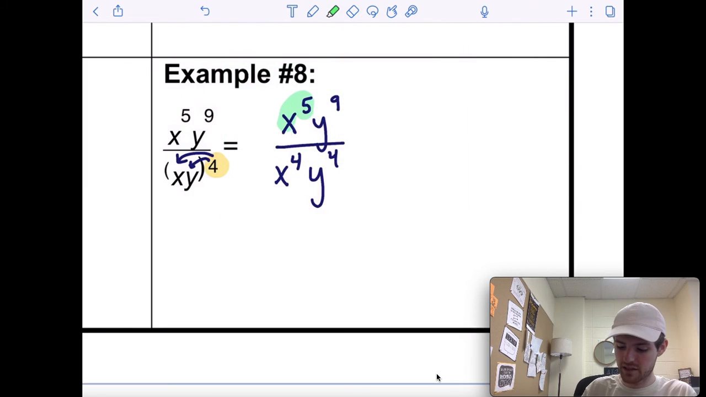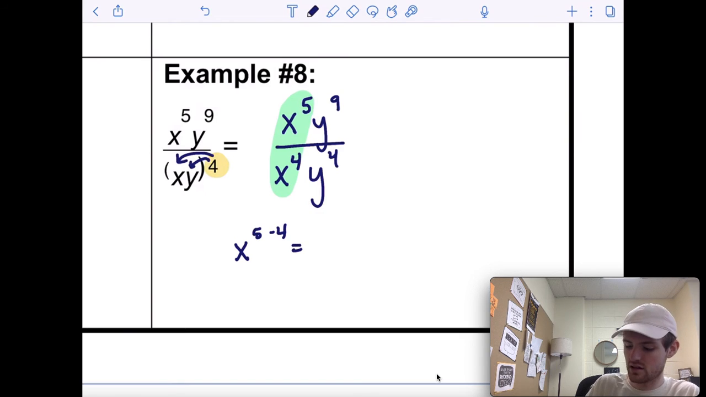So base by base, here's my x bases. When I simplify that, well, my bigger is 5. So 5 minus 4 gives me x to the power of 1. Because my 5 is bigger, x to the 1 goes in the top.